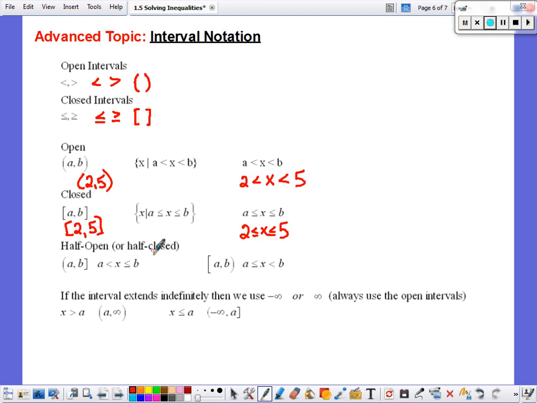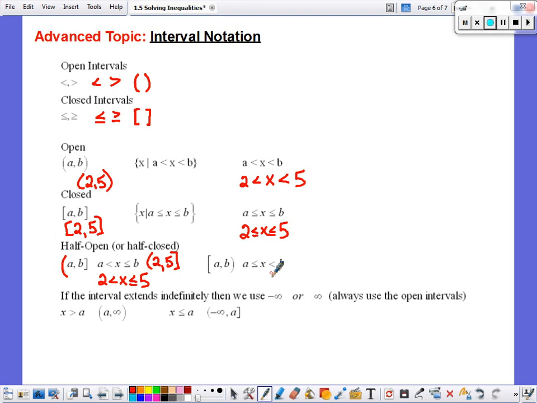Then you have some half open, half closed ones, and you can see that you can use a combination of the two. So if you had something like 2 is less than x, which is less than or equal to 5, well, it's open at 2, it's not going to include 2, but it's going to be closed at 5. So my solutions are sandwiched in between 2 and 5, including 5. Same with this one over here. The difference is 2 would be included, 5 would not be.